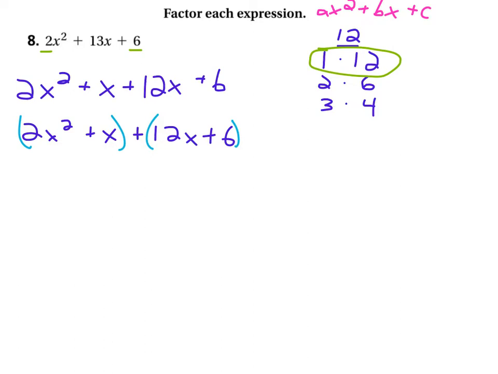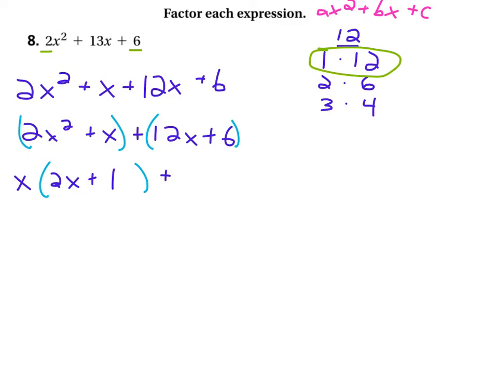The 2x squared and the x both contain an x. We can pull an x out front of both of them. If we divide each term inside by x, 2x squared divided by x is 2x, and x divided by x is 1. So we get 2x plus 1 times x, which is the same as what's up there. We factored out that x.